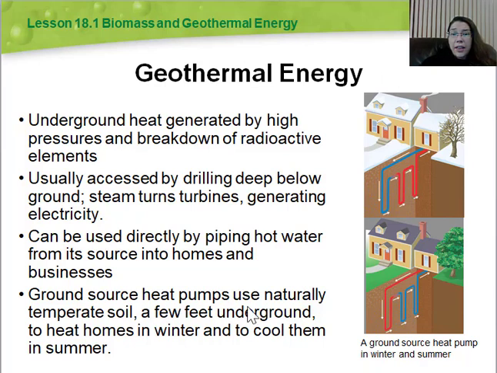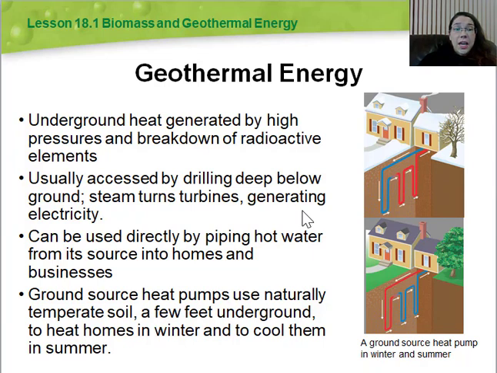So let's just look at this summary real quick before we go to the next slide. Underground heat generated by high pressure and breakdown of radioactive elements is where we get that heat. We usually have to access that by drilling below the ground. Steam turns the turbines like we saw in the previous slide, and that generates the electricity that we so desperately want.